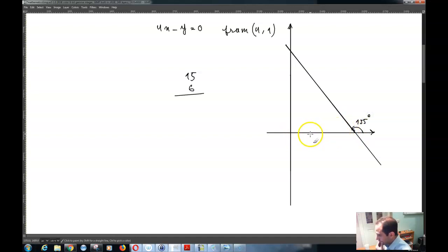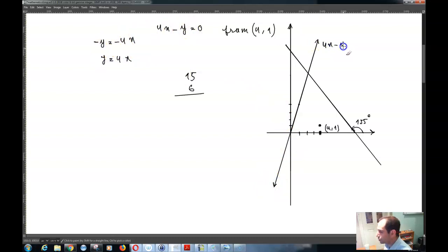And well, the point 4, 1, let's say that this is 1, 2, 3, 4. 4, 1 is this point over here. And the line that we have over here, 4x minus y is equal to 0, you have negative y is equal to negative 4x. That means that y is equal to 4x. So 1, 2, 3, and 4. So this is going to be that line over there. So this is basically 4x minus y is equal to 0.